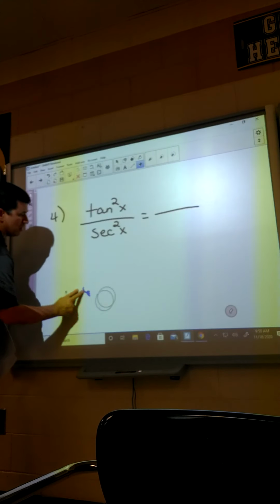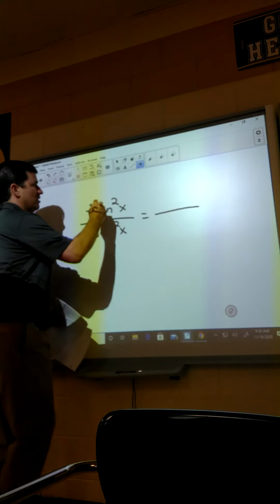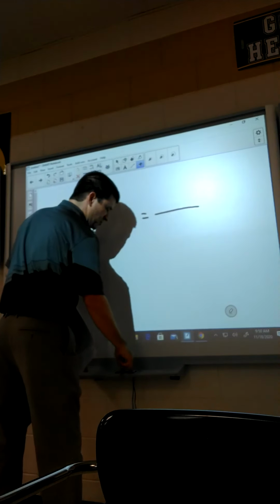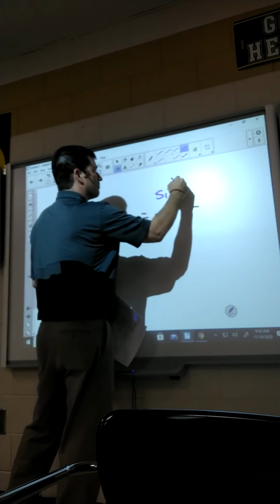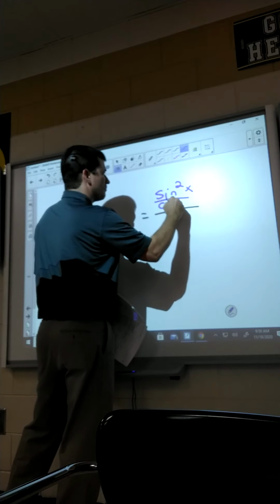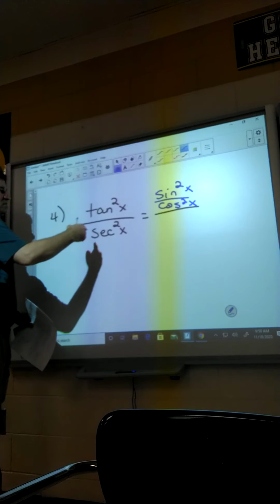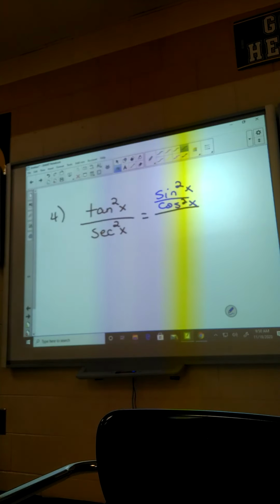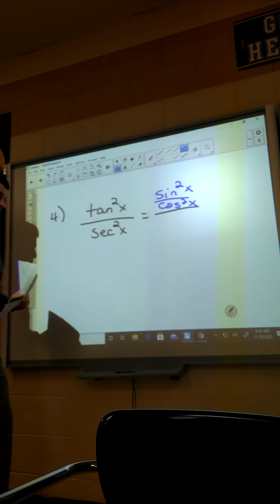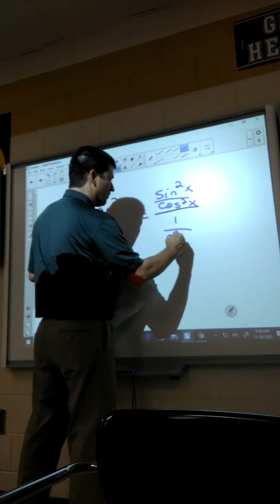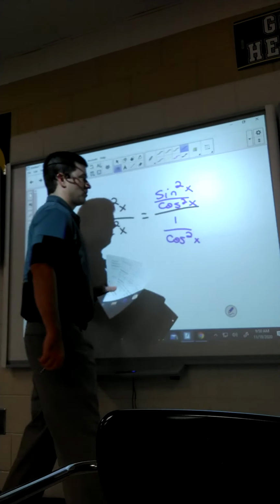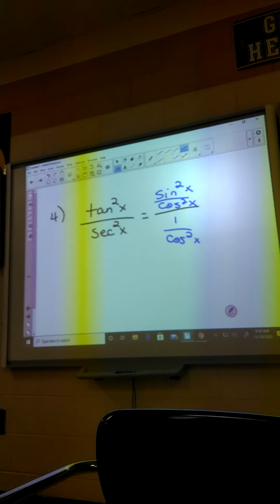All right, so what do I change the top into? Sine squared over cosine squared. All right, Silas, what do I change the bottom into? Secant squared. Secant squared. Look at the top. 1 over cosine. Very good. So it'll be 1 over cosine squared, right? Yes. Okay, good. Write that down.